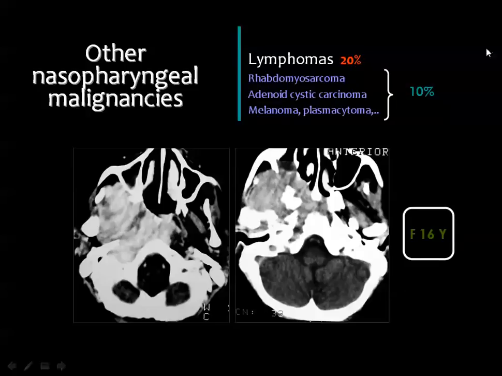And how can you predict the possibility of lymphoma or rhabdomyosarcoma, for example? You predict this by the age of the patient in most of the cases. And you know, lymphoma and rhabdomyosarcomas are usually seen in the pediatric age. And this is a big mass in the nasopharynx on the right side, infiltrating the infratemporal fossa and the muscles of mastication. This mass is seen in a female patient 16 years old.